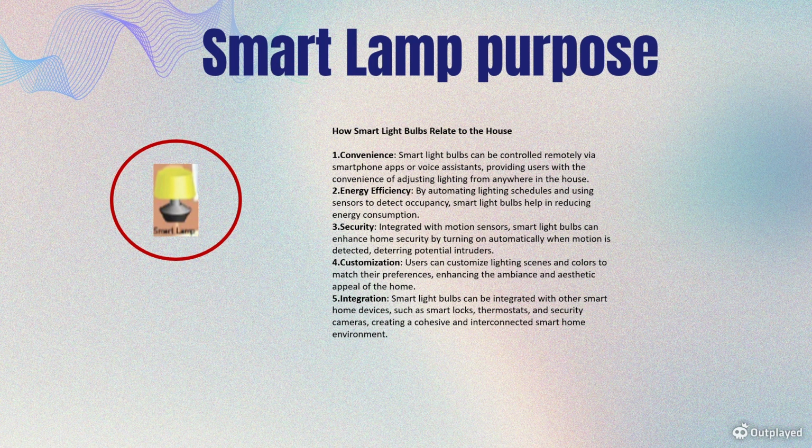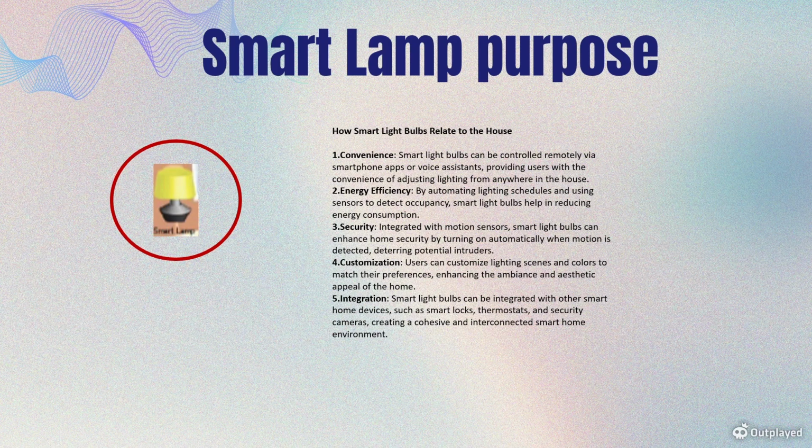So, what is the purpose of the smart lamp and how does it relate to the house? First, convenience. Smart light bulbs can be controlled remotely via smartphone apps or voice assistants, providing users with the convenience of adjusting lighting from anywhere in the house. Next, energy efficiency. By automating lighting schedules and using sensors to detect occupancy, smart light bulbs help in reducing energy consumption. Third, security. Integrated with motion sensors, smart light bulbs can enhance home security by turning on automatically when motion is detected, deterring potential intruders.